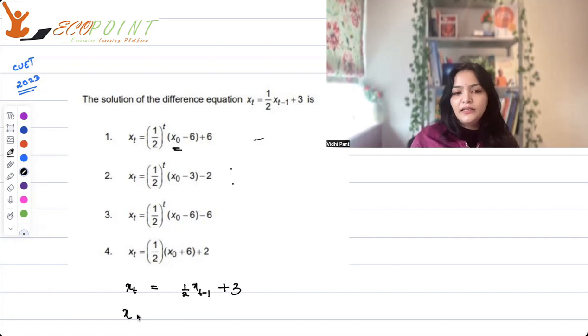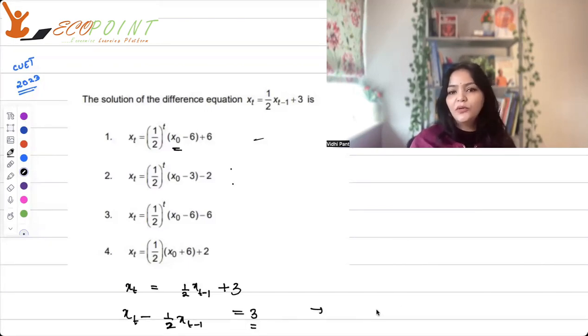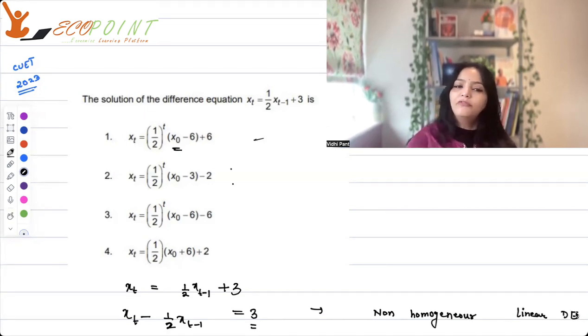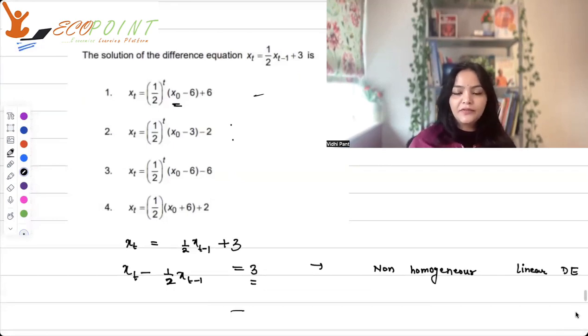Now here, if you see, you are getting xt minus half xt minus 1 is equal to 3. So this is an equation which is non-homogeneous. Non-homogeneous, why? Because your right hand side is not 0. It is linear because there are no powers of xt, the power is 1. So it is a linear difference equation of first order, because here there is only the first difference, as in the maximum difference that you have here is one time period.